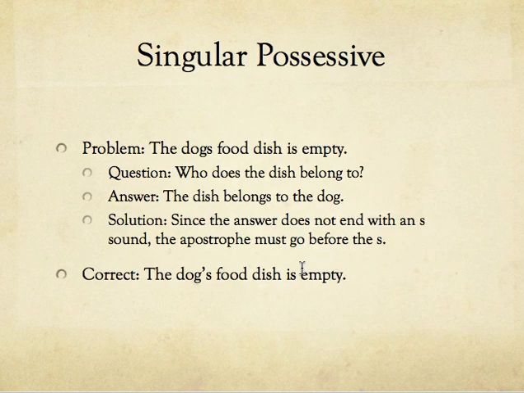Okay, this is a singular possessive situation in our example with one dog. And by the way, in case you're wondering how you would know, the context of the sentence that you were writing, and the subject of the sentence you're reading, would tell you that it was singular or plural. You'd be able to tell.